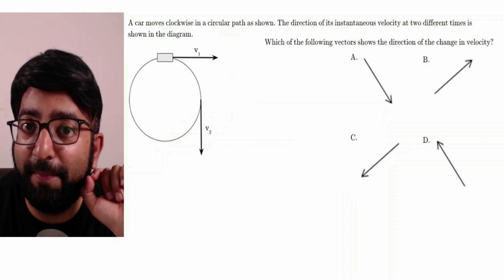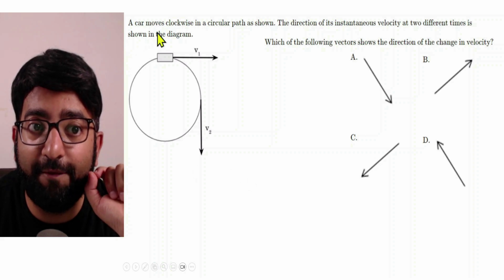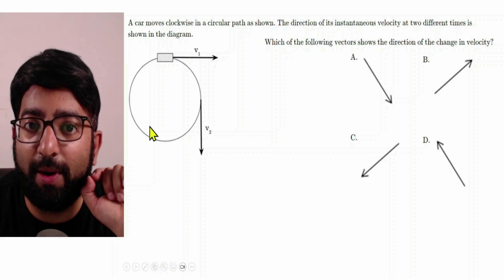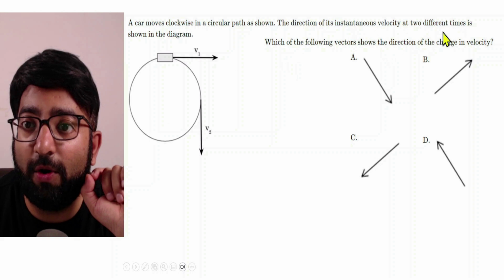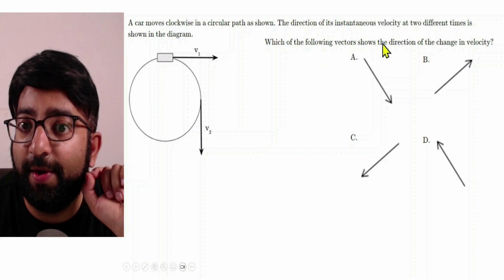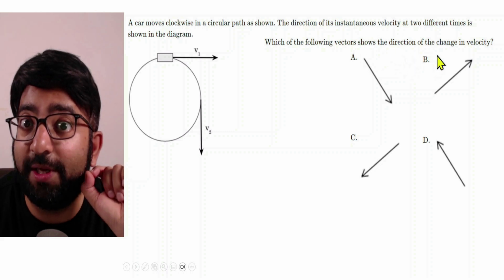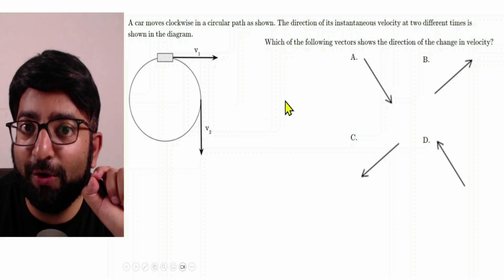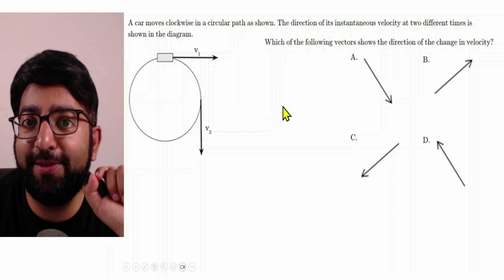Let us solve a question based on this. So here we have a car which is moving clockwise in a circular path. The directions of the instantaneous velocities at two times are given, v1 and v2. Which of the following vectors shows the direction of the change in velocity? Pause the video, attempt it on your own, and then look at the solution.